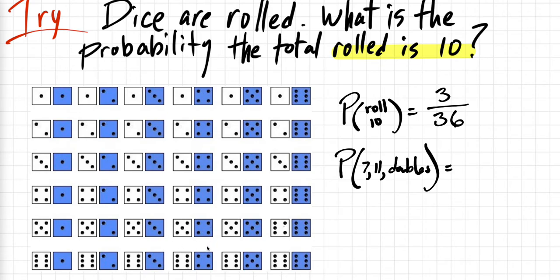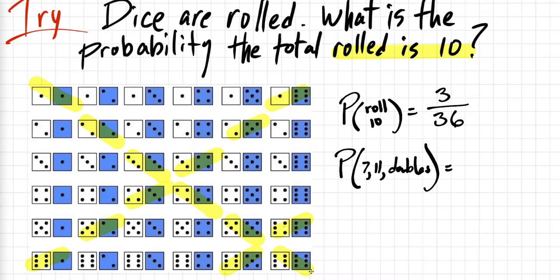Did you notice how when I highlighted the 10s, it was at an angle? It's always going to work like that, where there's going to be a pattern on that chart. So 7. 11. And then doubles is. Can you just explain that?